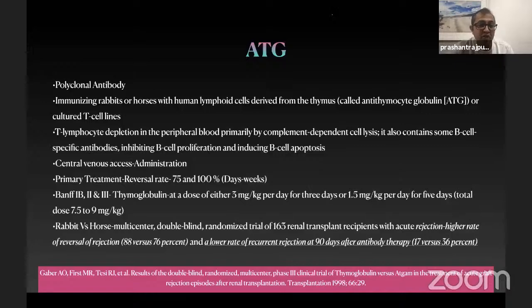Thymoglobulin is usually used in 1B, 2, and 3 BANFF cases, and the dose is about 3 milligram per kg per day for 3 days, or 1.5 milligram for about 5 to 7 days, and the total dose should not exceed about 9 milligram per kilogram. In the rabbit versus horse multicenter double-blind trial in 163 transplant recipients, acute rejection reversal was about 88%, and you had a lower rate of recurrent rejections in 90 days post the antibody treatment.